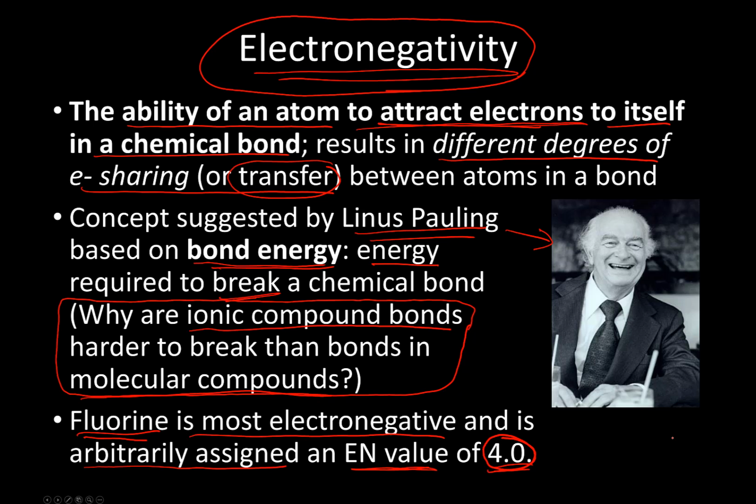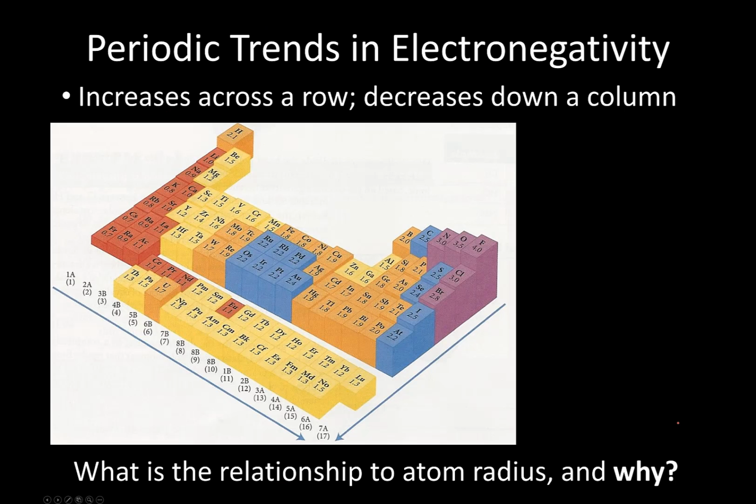It's not based on a measurement. That 4 does not come from a measurement. It's just a way to compare different elements to each other in the periodic table. So here are periodic trends in electronegativity.